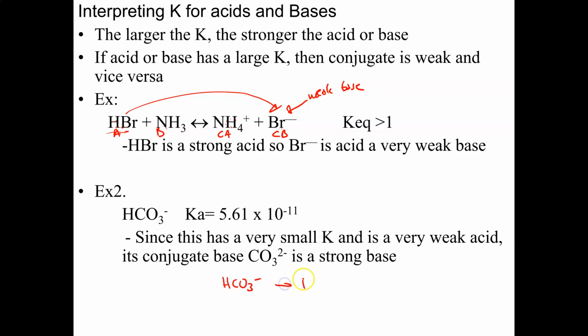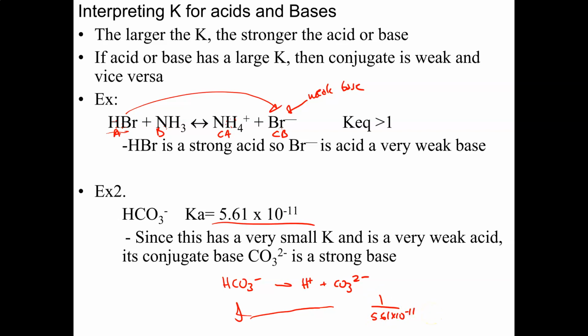Well, let's take a look. This would be what your dissociation would look like, right? This would be your K. So your K going this way is this, right? So what would the K going this way be? Well, if you remember from our discussions about calculating K, when you flip a reaction, it's the reciprocal. So it's 1 divided by 5.61 times 10 to the negative 11, which is a ridiculously small number.